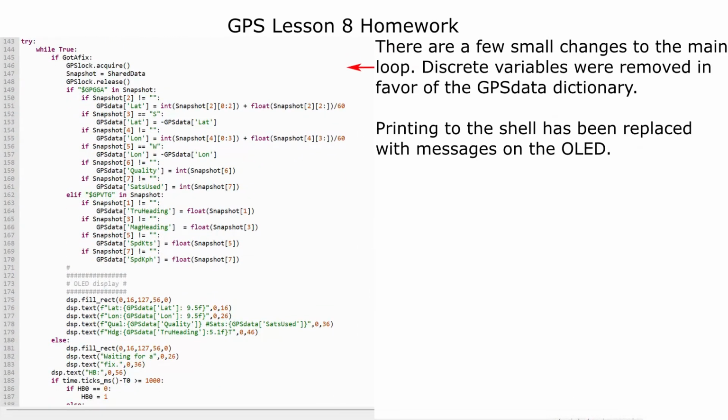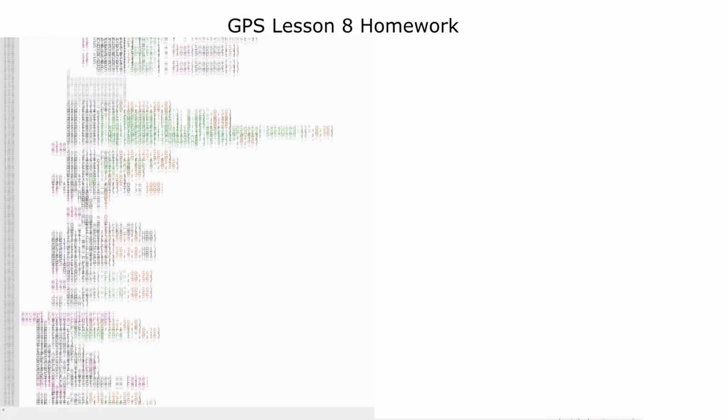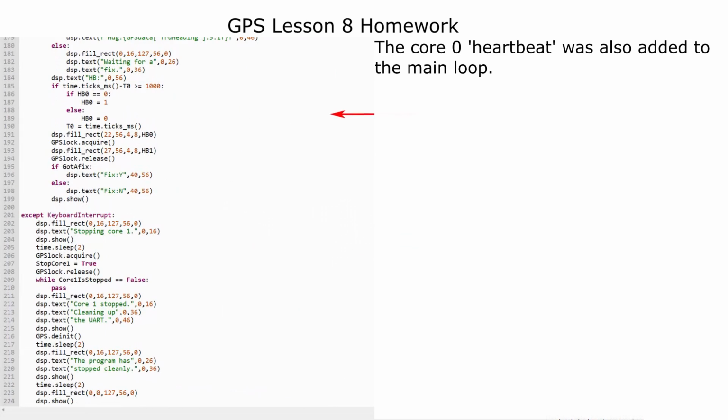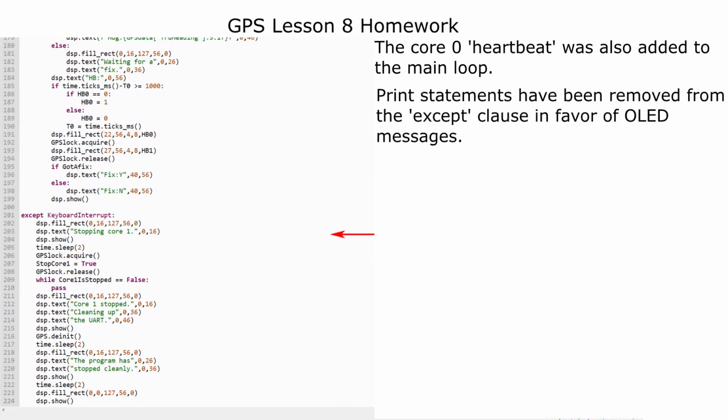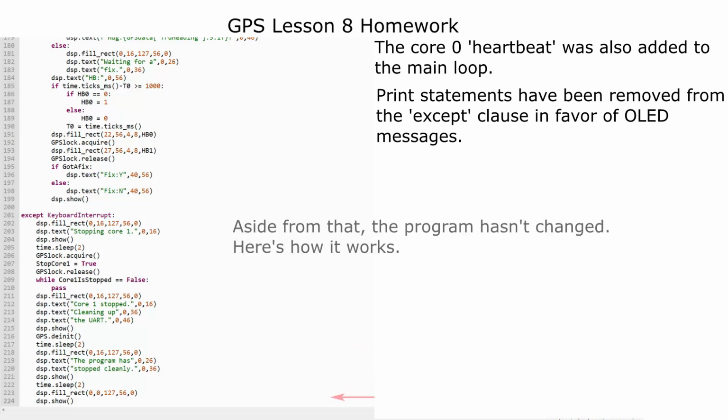There are a few small changes to the main loop. Discrete variables were removed in favor of the GPS data dictionary, and printing to the shell has been replaced with messages on the OLED. The core 0 heartbeat was also added to the main loop. Print statements have been removed from the except clause in favor of OLED messages. Aside from that, the program hasn't changed.